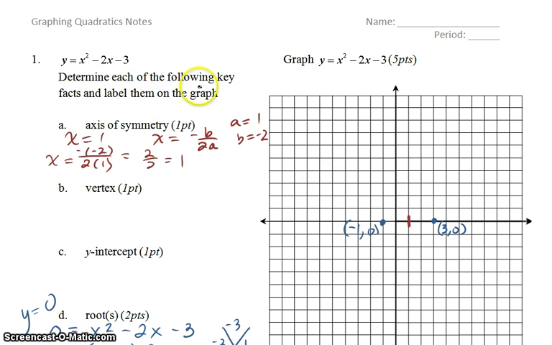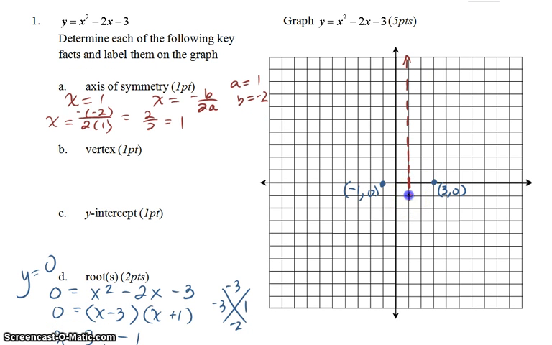And it asks me to determine each and label them on the graph. So again, putting that on the graph, x is 1. I'm drawing that vertical line, so x equals 1. And we've labeled that as our axis of symmetry.